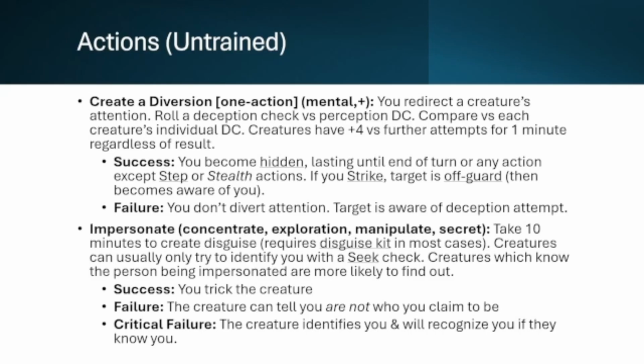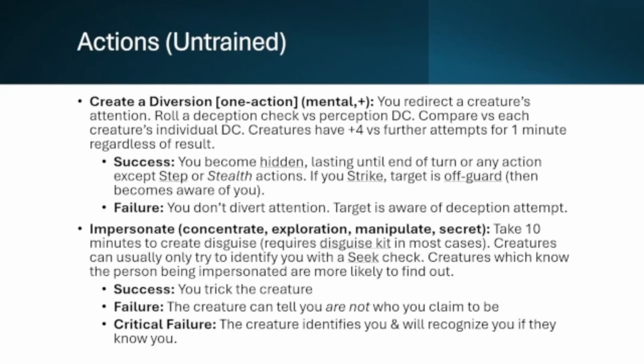The way the action works is you roll a deception check versus the target's perception DC. This ability can target more than one creature at once, and it can also be used out of combat. The way it works is you roll the one check and then compare it versus each creature's individual DC. So, for instance, if you have a crowd of 5 people, and 3 of them have a DC 15, and the other 2 have DC 20, and you roll a 19, you persuade the 3 who have 15, but you fail versus the 2 that have 20.